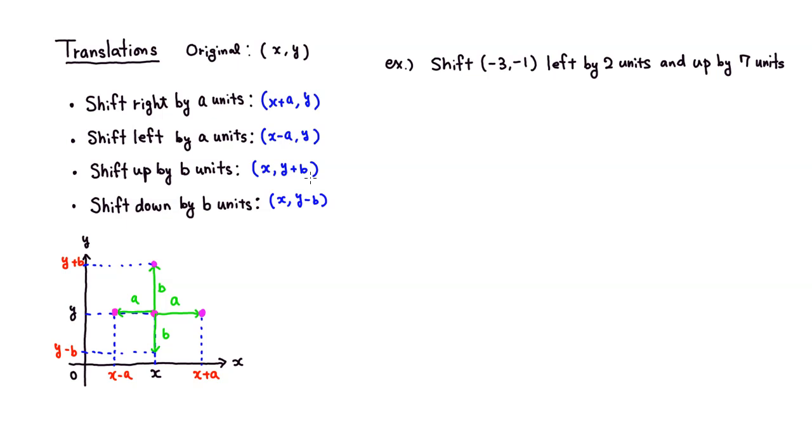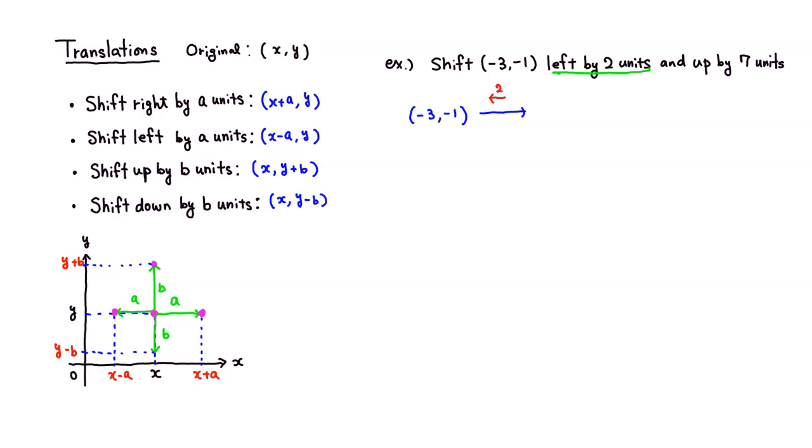Let's say you take the original point, -3 comma -1, and we want to shift it to the left by 2 units and upward by 7 units. So let's do one at a time. Let's do this part first. We're going to start with the original point, -3 comma -1, and we're going to shift it to the left. So maybe I should write that. Shift it to the left 2 units.